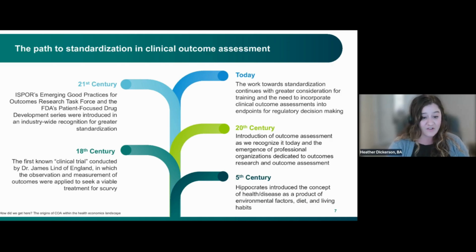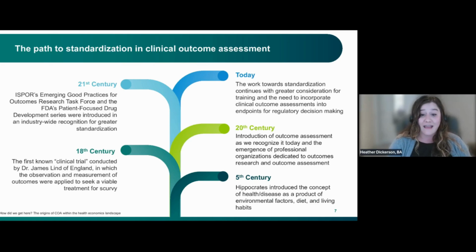So we'll take another jump forward. Here in the 21st century, we've seen a massive push for standardization within outcomes research and then also within clinical outcome assessment itself, as this type of data collection has risen more in its presence and in its importance within the clinical research and the health economics landscape both.